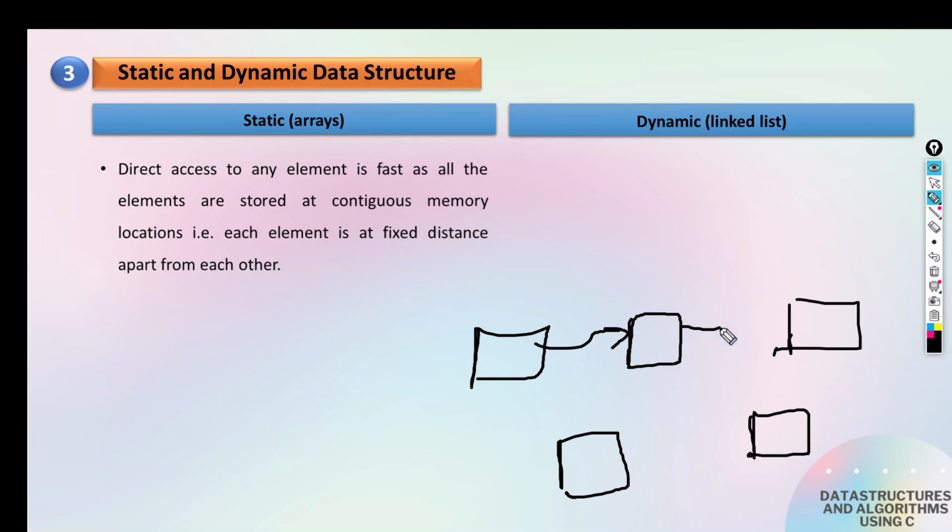Here the address of this is kept, address is kept, address is kept. But if I want to reach any ith element, you cannot directly reach it because they are not in a continuous memory. You have to come to the first element, take the address, then visit here, then take this address, visit here, take this address, visit here. So that is the difficult thing. Direct access is difficult. But here the insertion and deletion is easy.